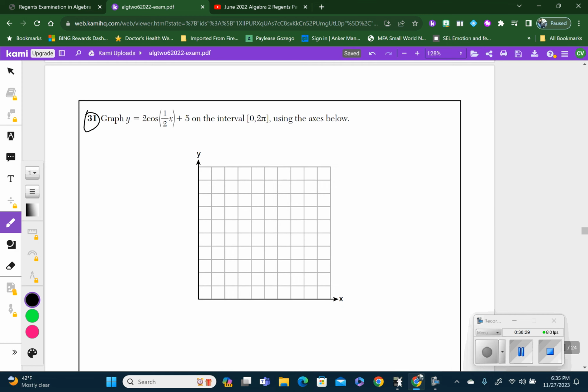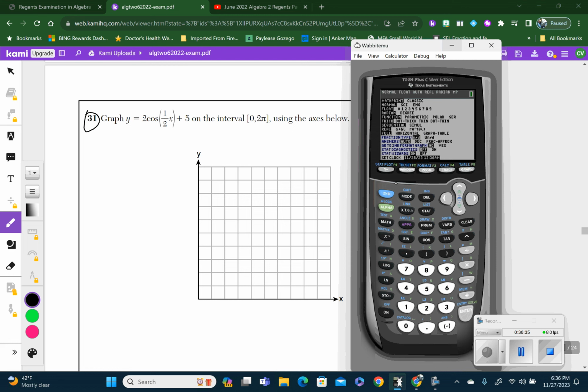Question 31 is a straight graph question. So I'm going to make sure my mode is in radians, which it is. So I'm going to go to y equals. Instead of my -3, I have to put in a 2. Let's delete this number. And then in the parentheses right here, I'm going to have to insert alpha y equals option number 1, right? So I'm going to have to insert my 1 over 2. And I have the half x, and instead of a +1, I'm going to put a +5.